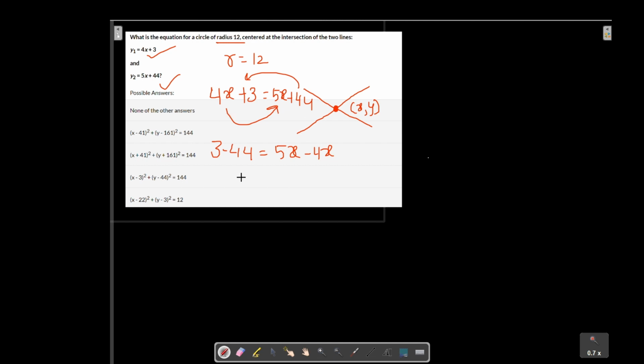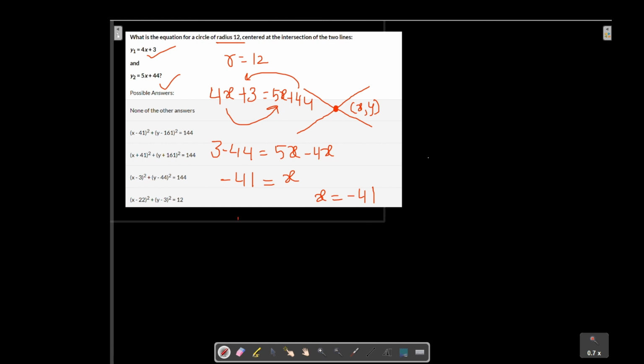Okay, 3 minus 44 is negative 41. 5x minus 4x equals x. We got x equals negative 41. We can plug this x value into any one of the two equations because the x coordinate for both the equations is the same. You can plug into any equation.